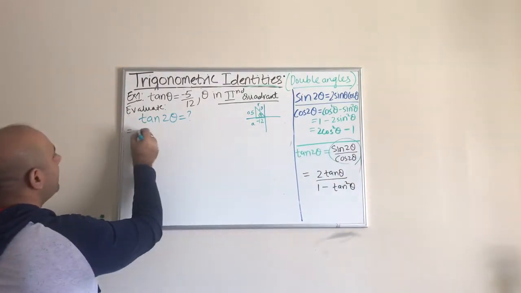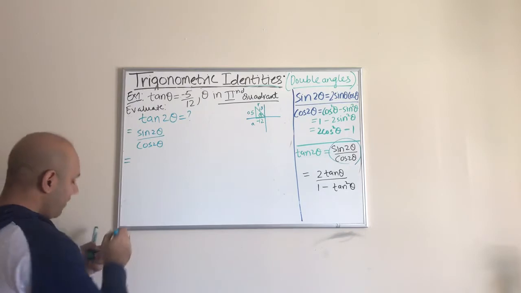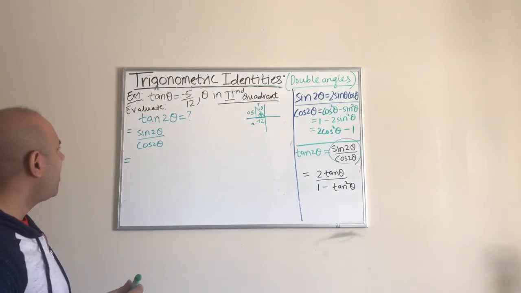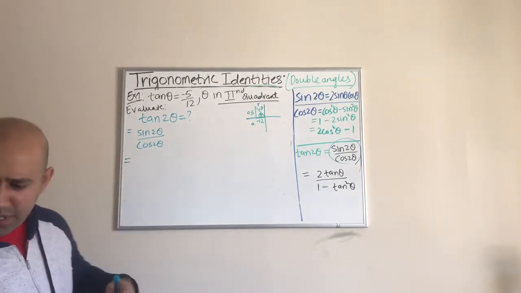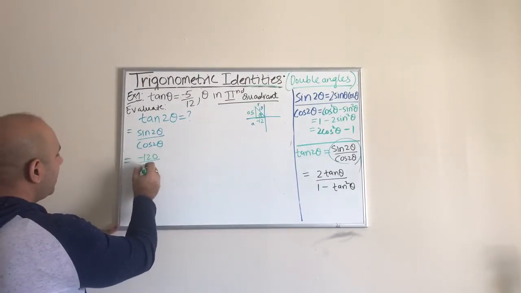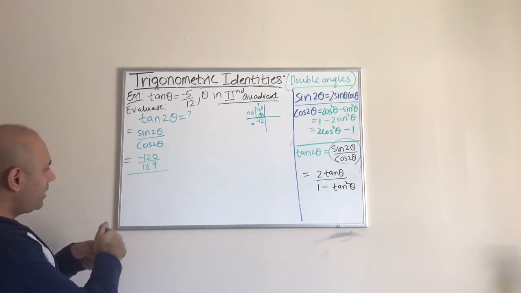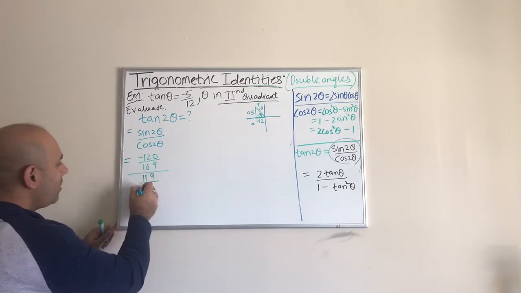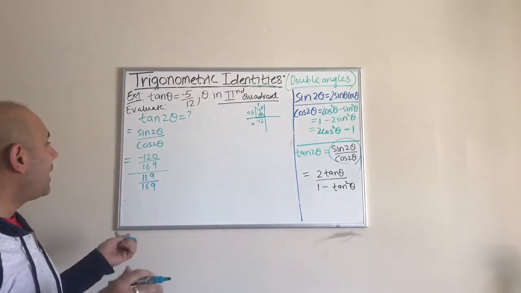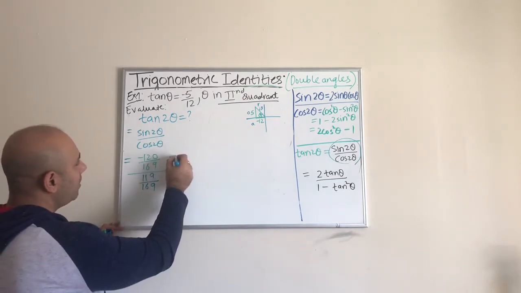Using this one, it can be written as sine of 2 theta divided by cosine of 2 theta, right? I already evaluated sine of 2 theta and cosine of 2 theta in my previous video. Sine of 2 theta was, let me make sure I have the right values, negative 120 over 169, divided by the cosine of 2 theta, which was 119 over 169. That's based on the previous video where we already calculated the sine and cosine of the double angle. Now when we simplify this, it's going to look like this.